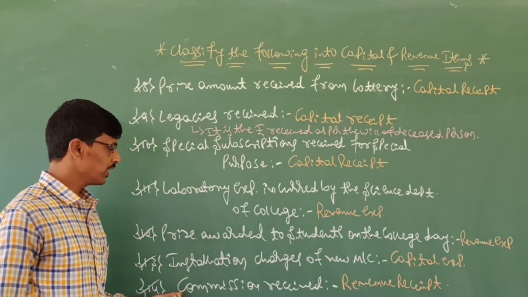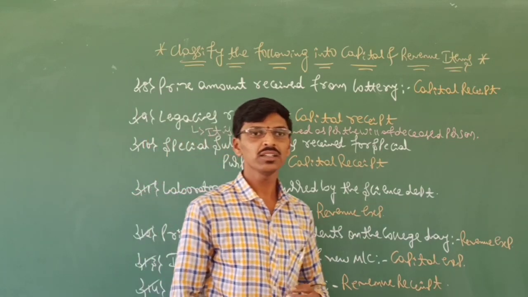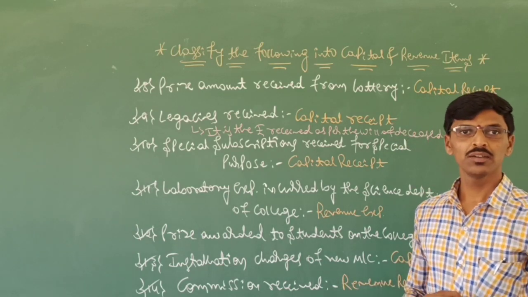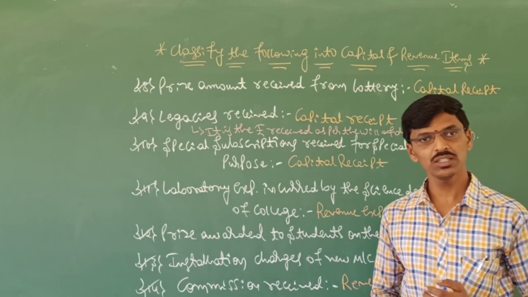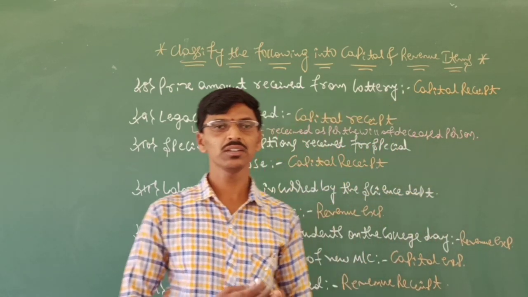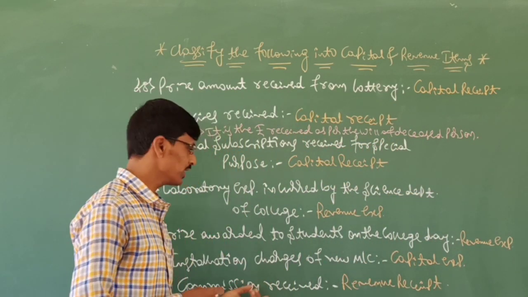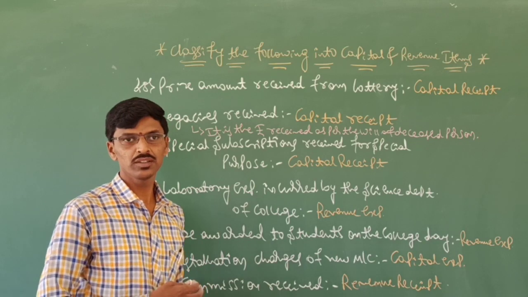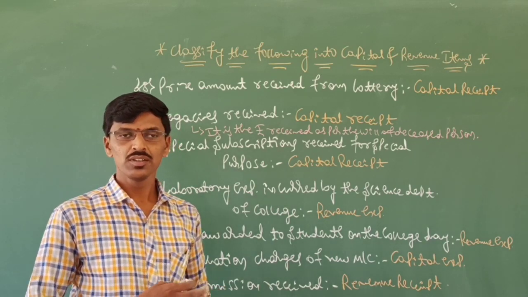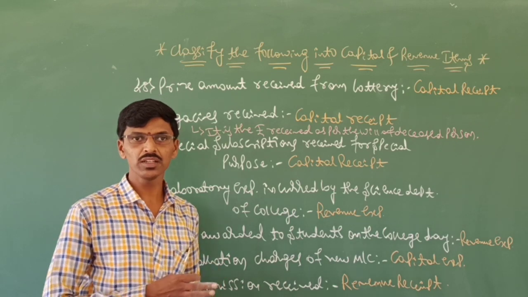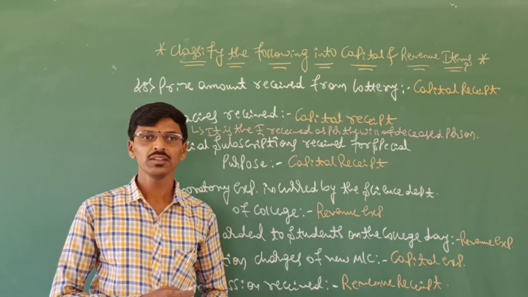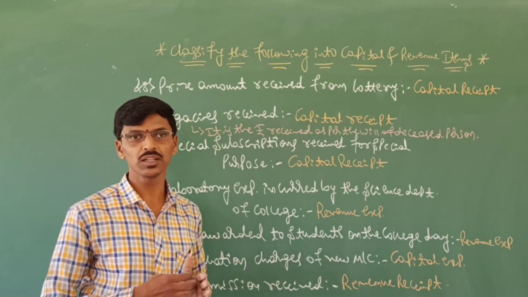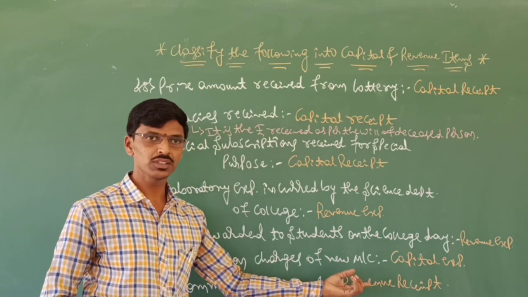Then 14th, commission received. That is a revenue receipt because commission is received based on the number of units sold, or it is to be received per month. We give commission to the agent for selling goods, and when the goods are sold, we immediately receive the amount. Sales will be throughout the year and commission is to be paid regularly. Hence it is a revenue receipt.